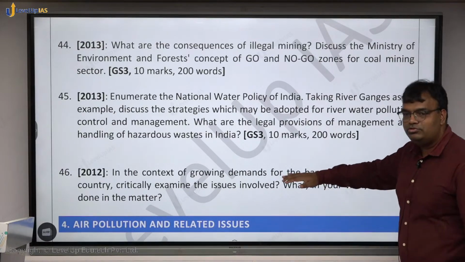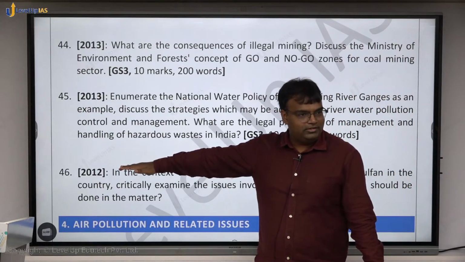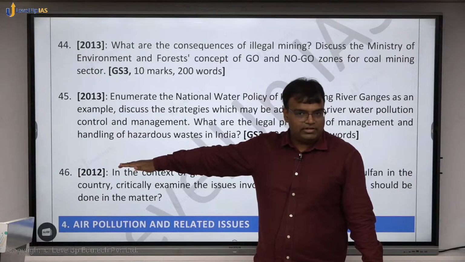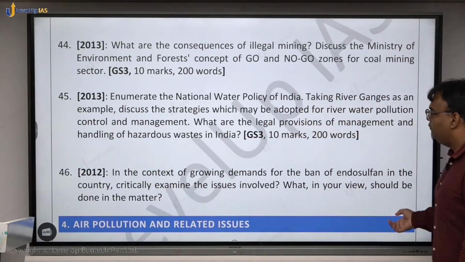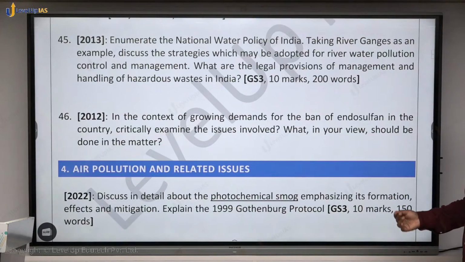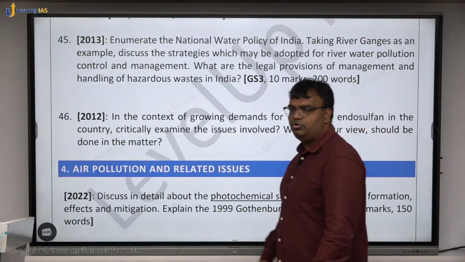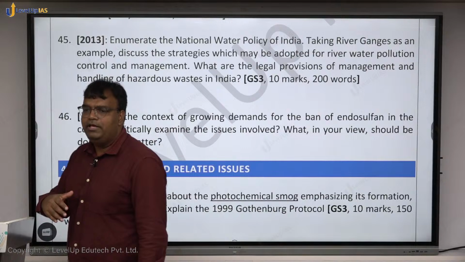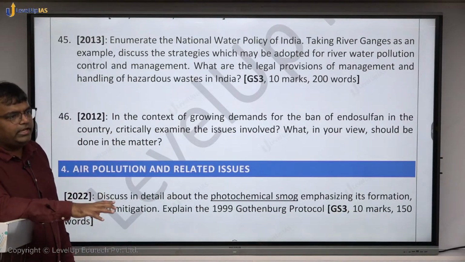And एक ये 2012, it is before syllabus change. 2013 में syllabus change हो गया था. The syllabus that we have today is from 2013. Before syllabus change, in the context of growing demands for the ban of endosulfane in country, critically examine the issues involved. What in your view should be done in the matter? Should endosulfane be banned or not? अभी individual pollutant पे recently इस तरह के questions नहीं आए हैं, तो science and tech.